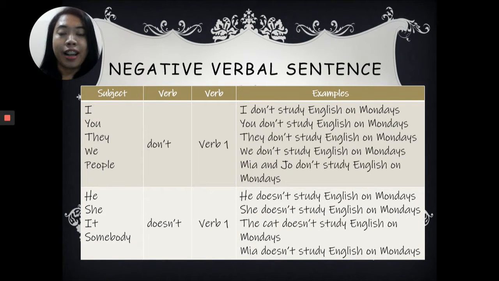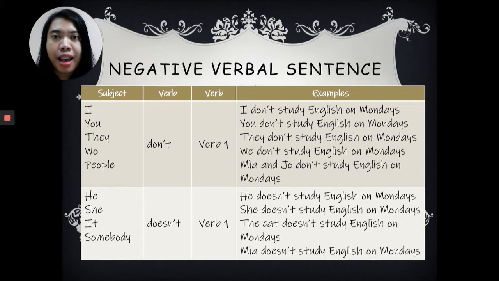Now look at the negative verbal sentence. For subjects I, you, they, we, and people, we need don't. And then what verb do we use here? Yes, we use verb 1. Look at the examples. I don't study. You don't study. They don't study. Mia and Joe don't study English on Mondays.